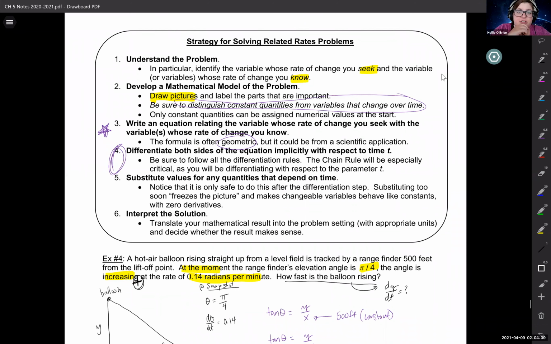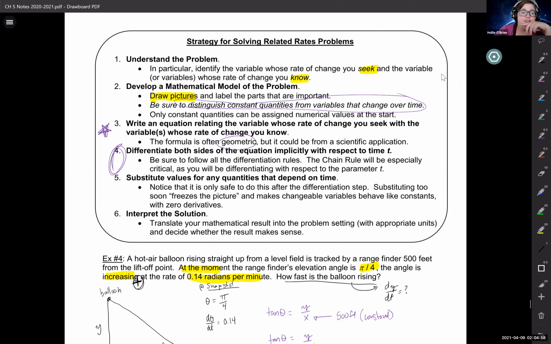Okay, so strategy for solving related rates. We went through this last class. We said you have to understand the problem. So unfortunately, it's hard because you actually have to think. You have to be like, what is going on? What do I have? What do I need? And do I have something that relates them?